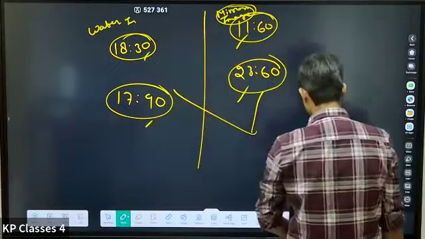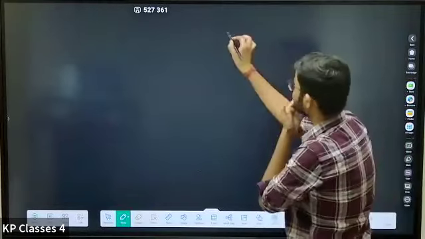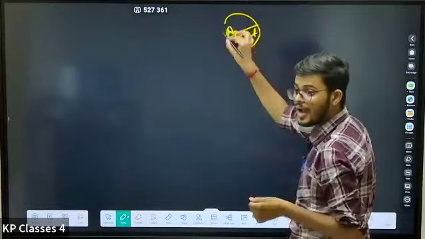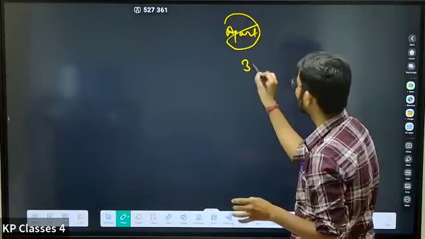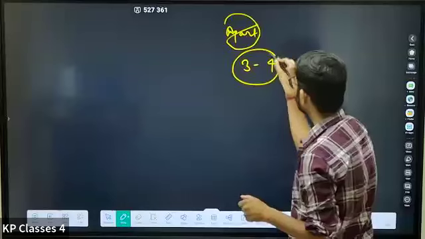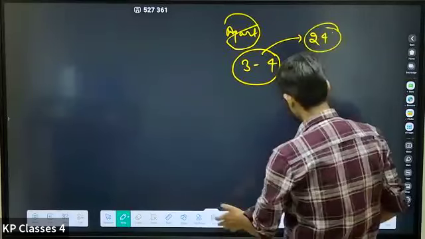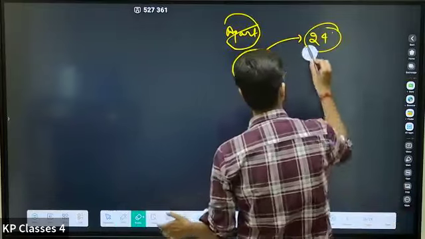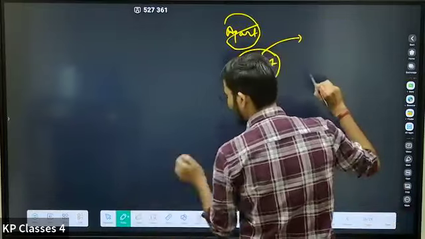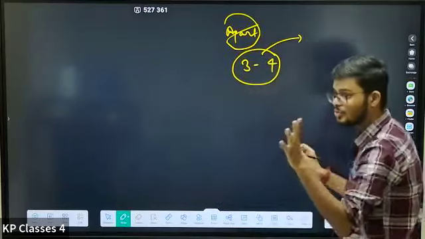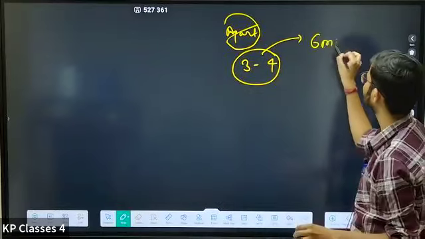Mirror image, water image. Now there is one more type of question, which is based on hands being apart. What do we mean by that? At what time between 3 and 4 will the hands of the clock be 24 degrees apart? For example, this is very simple. They are asking between 3 and 4, at what time will the hands of the clock be 6 minutes apart?